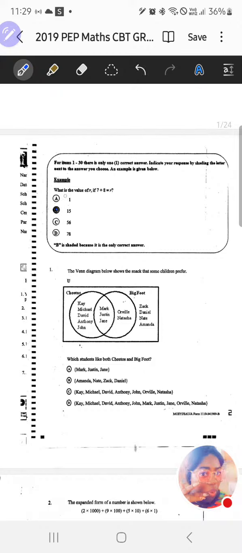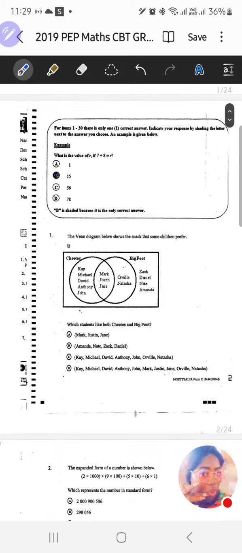So this first one, let me just go ahead and answer this first one. It says, what is the value of r if 7 plus 8 is equal to r? Once you have an unknown, it's a variable, you do not know the answer to this, so of course you have to go ahead and solve to find the answer. Here it says 7 plus 8 is equal to r. R could have been a box, could have been x or any other letter, or it could have been a symbol.